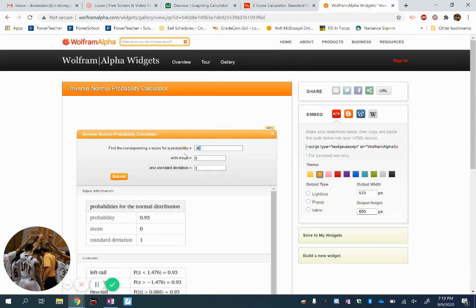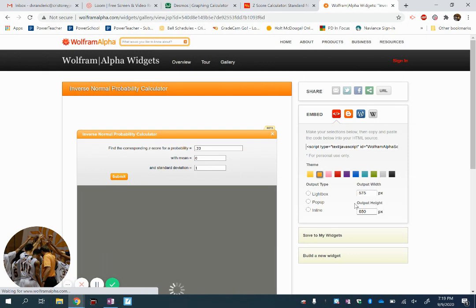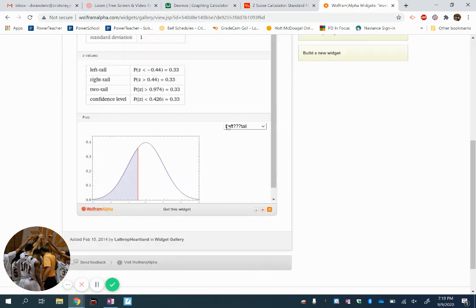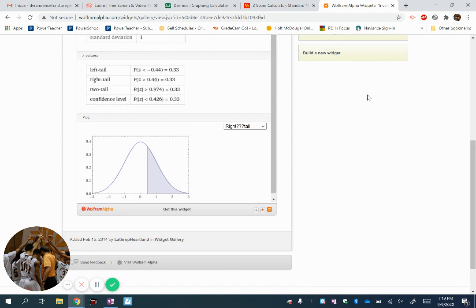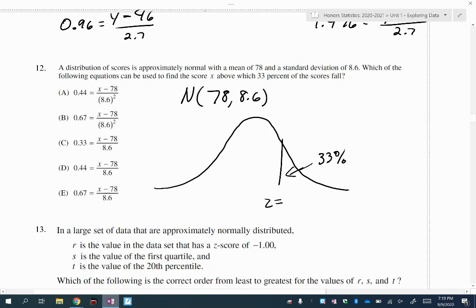So I'm going to type in 33% or 0.33. Now be careful, this one I'm talking about going to the right. Okay, so we're talking about going above, so I'm going to put right tail. So I'm doing 0.44 is my z-score. So my z-score is 0.44.